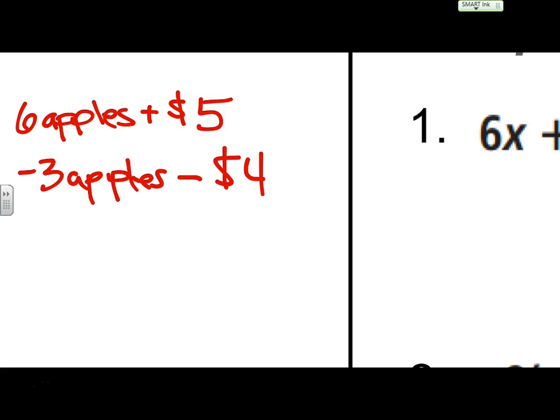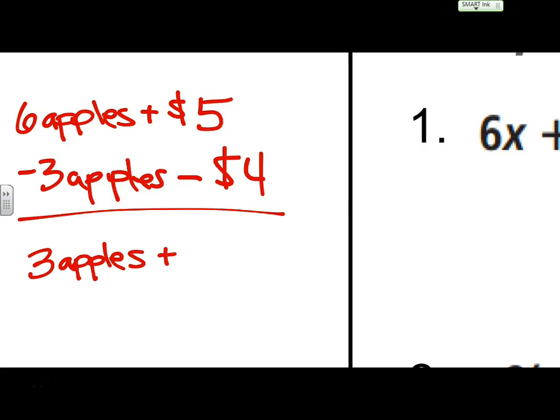Okay, so hold on. Eyes back to the front. So if you had this example, 6 apples plus $5 minus 3 apples minus $4, what do you have all together, guys? 3 apples and $1. Now, why didn't you guys just tell me 4? Why would you? These are apples and that's $1. They don't go together, right? They're not like terms. We only combine like terms.